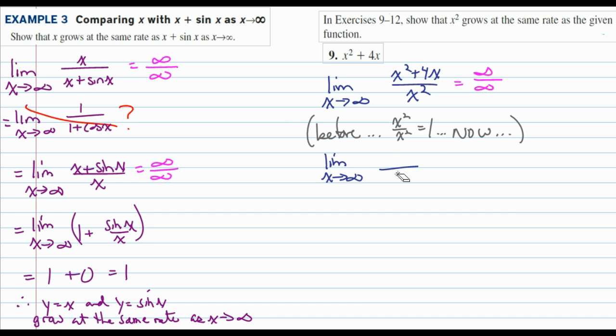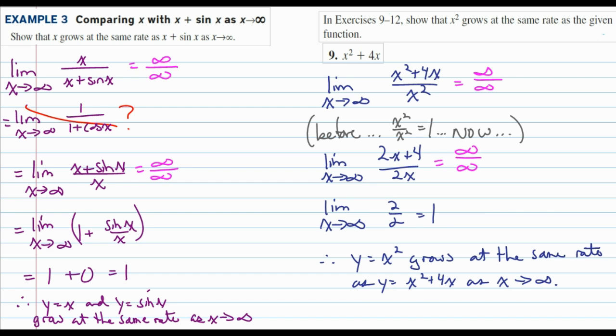The limit as x approaches infinity of, the numerator is 2x plus 4, the denominator is 2x. Still infinity over infinity, so we'll take L'Hopital's again. Derivative of the numerator is 2, derivative of the denominator is 2, and now you can see by L'Hopital's rule that that will in fact equal 1. The limit will equal 1. Therefore, y equals x squared grows at the same rate as y equals x squared plus 4x as x approaches infinity.